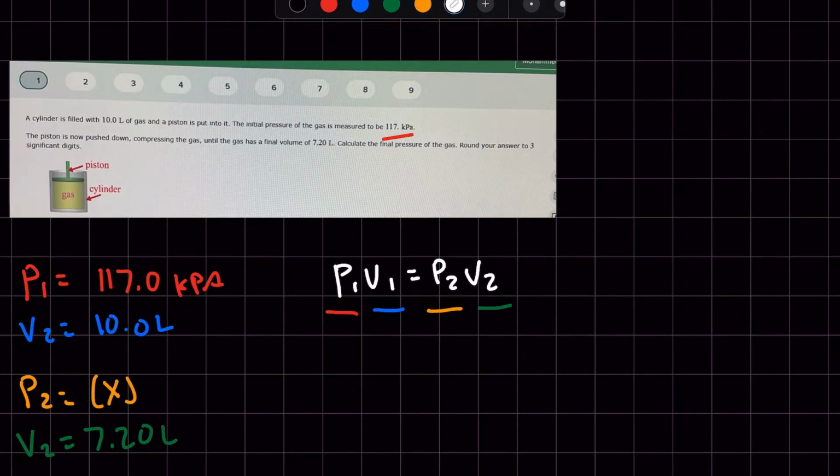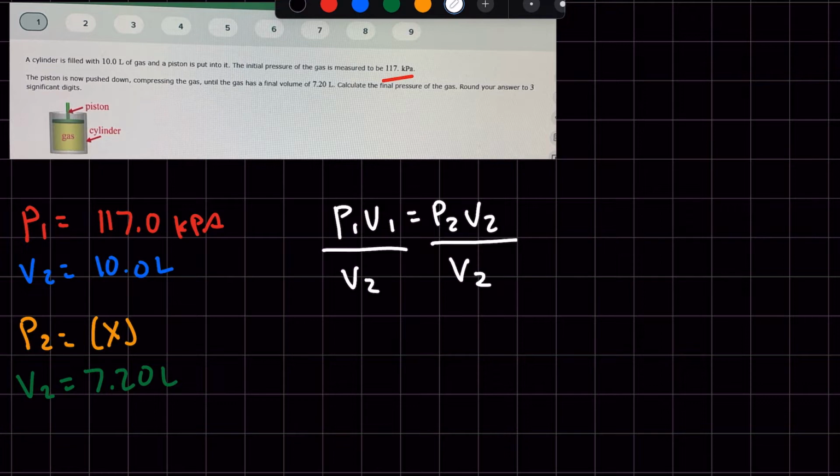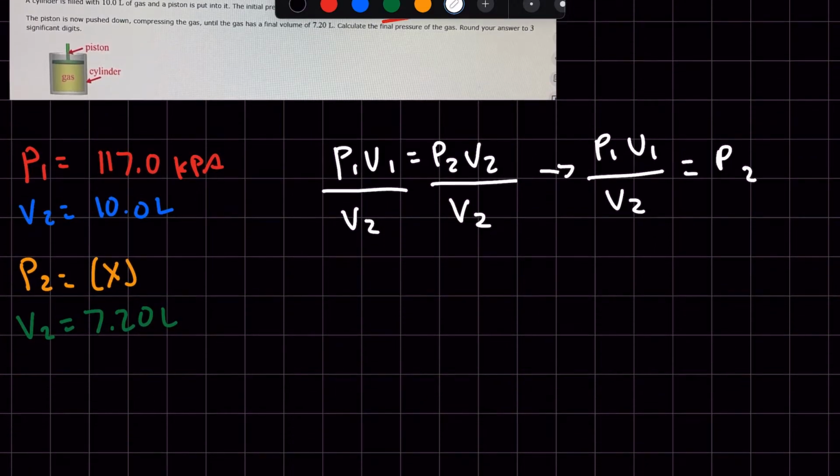So if we go back to our initial equation, P1 V1 equals P2 V2, we can manipulate the equation to where we just have P2 by itself. The way we're going to do that is we're just going to divide by V2 on both sides, and that's going to give us P1 V1 over V2 is equal to our P2. So we have everything we need to solve the problem. Let's just go ahead and plug everything in.